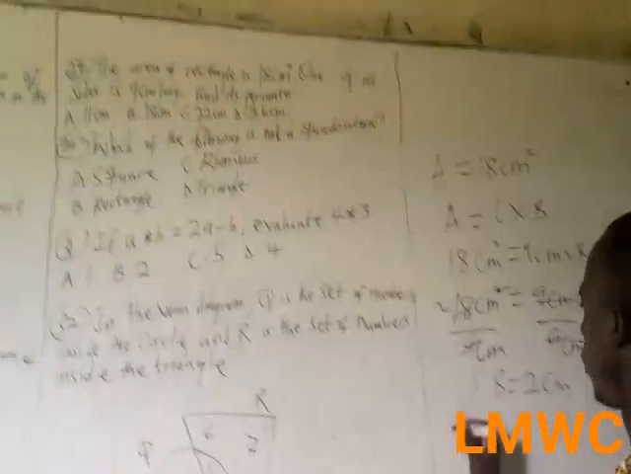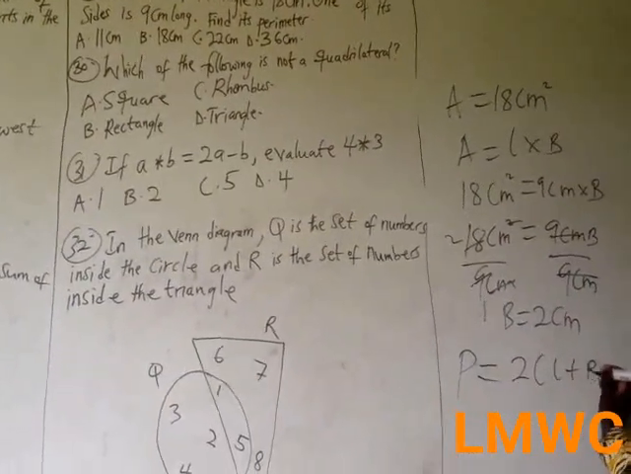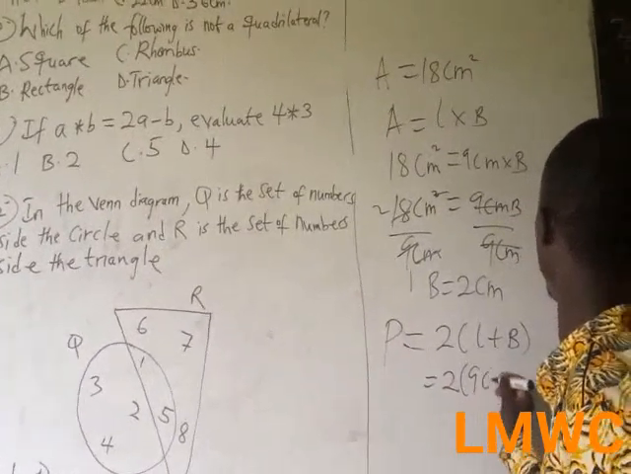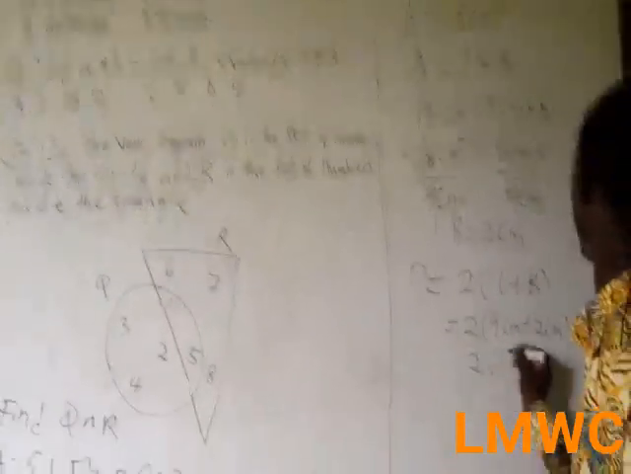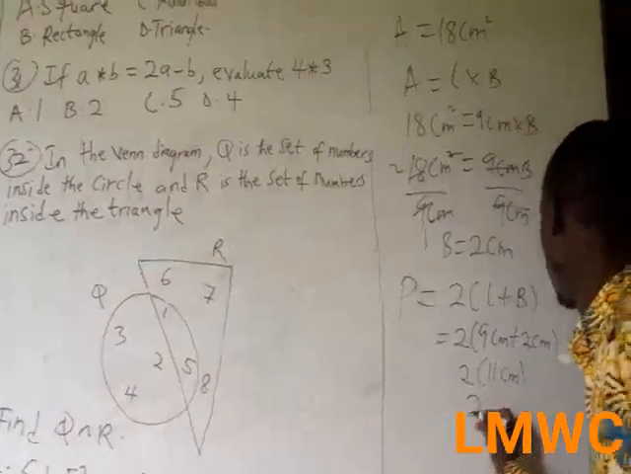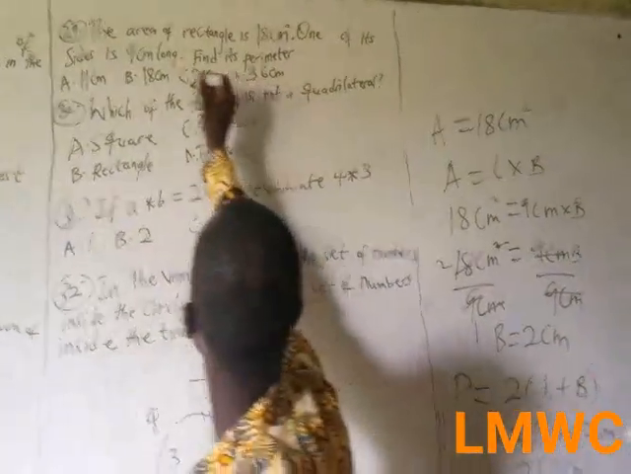You have been asked to find the perimeter. So the formula is 2 times L plus B, perimeter of a rectangle. So it's 9 centimeters plus 2 centimeters. So we have 11 centimeters. And this is the same as 2 times 11. We have 22 centimeters. Our answer is C.